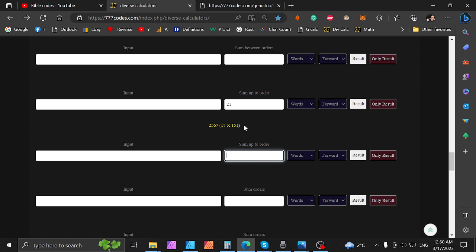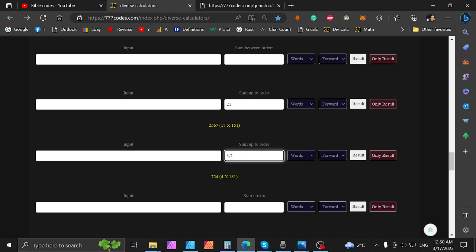So if I want to add word number 3 and 7 of these two verses that I have inputted in this system, it does that here. Or if I just want to add the 7th word of these verses, same with letters.